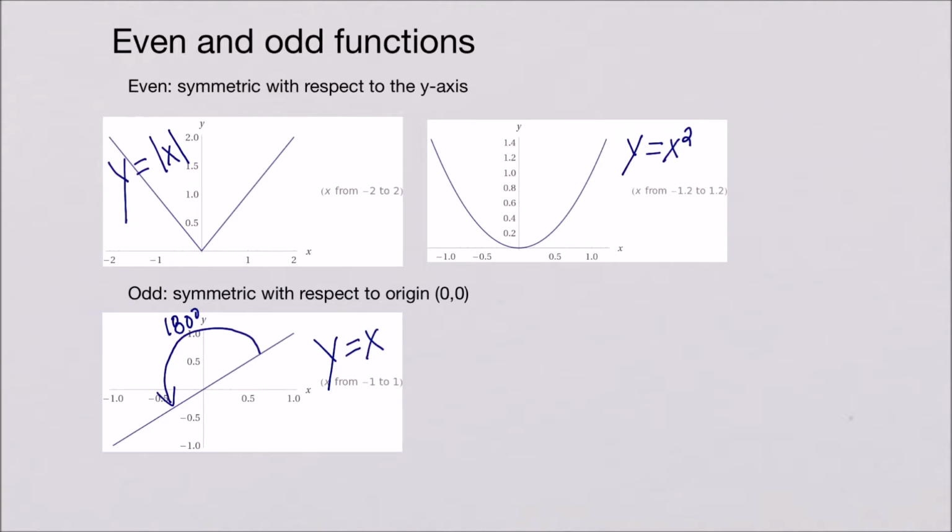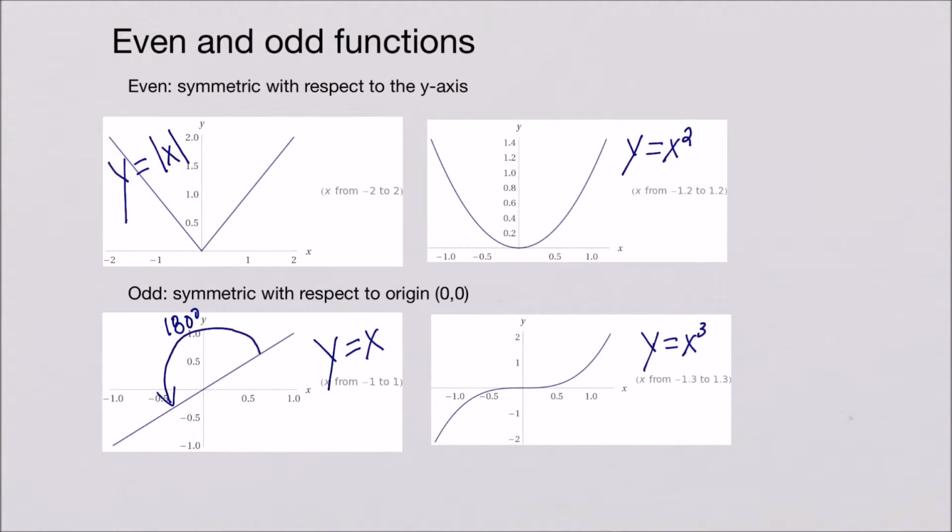Here's another one. So this is a graph of y equals x cubed. Same thing as before. If we take this graph and rotate it 180 degrees around the origin, we're going to lay on top of the other side of the graph. This graph is odd.